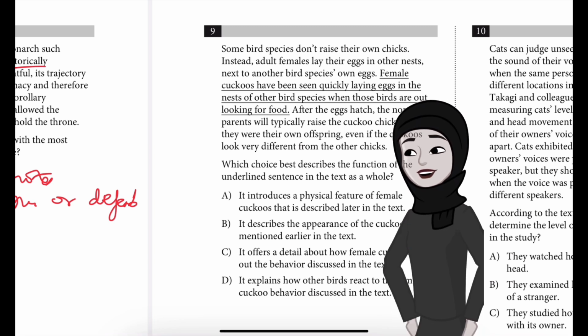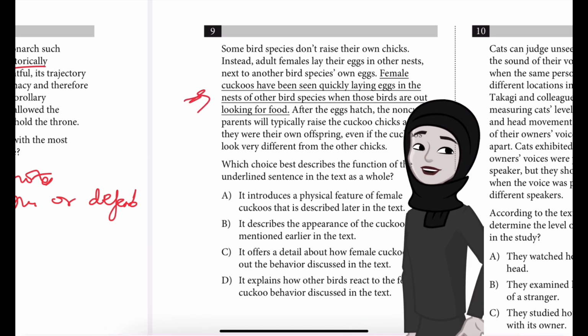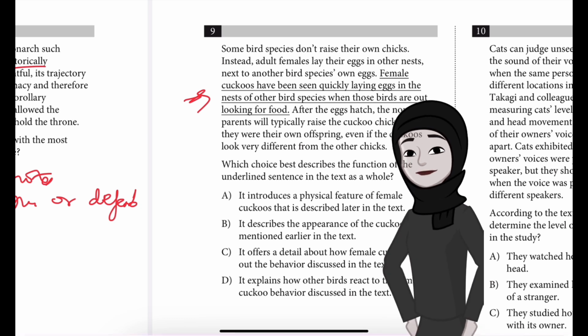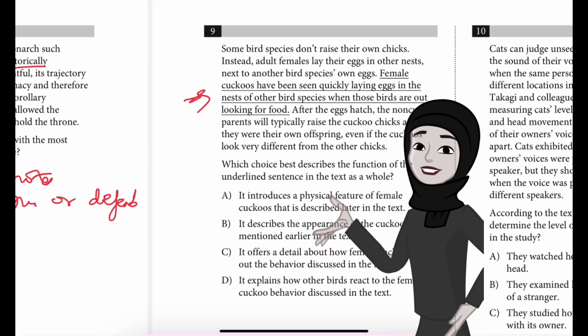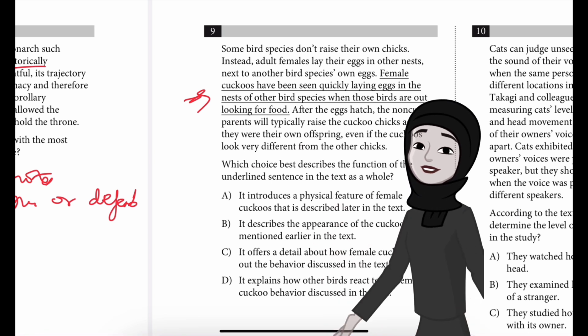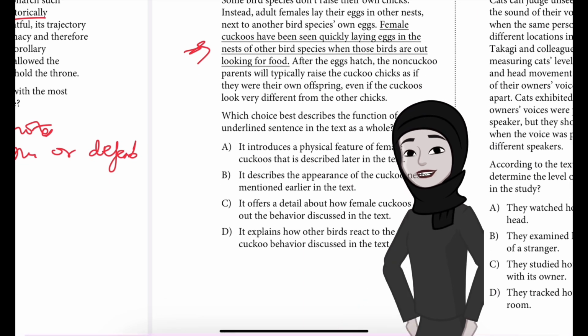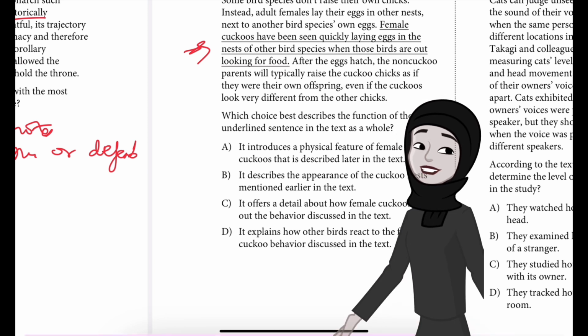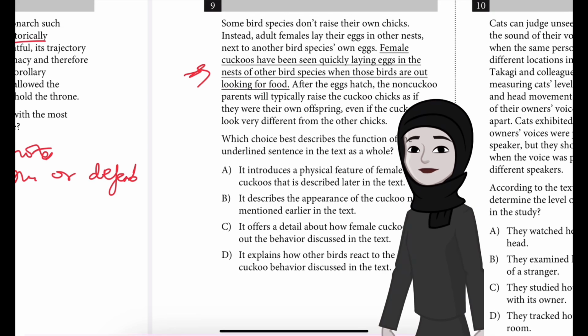Which choice best describes the function of the underlined sentence in the text as a whole? This is the underlined one. So we have to find the function or the use of that sentence. Is it A, it introduces a physical feature of female cuckoos that is described later in the text? Is it B, it describes the appearance of the cuckoo nests mentioned earlier in the text? Is it C, it offers a detail about how female cuckoos carry out the behavior discussed in the text? Or is it D, it explains how other birds react to the female cuckoo behavior discussed in the text?